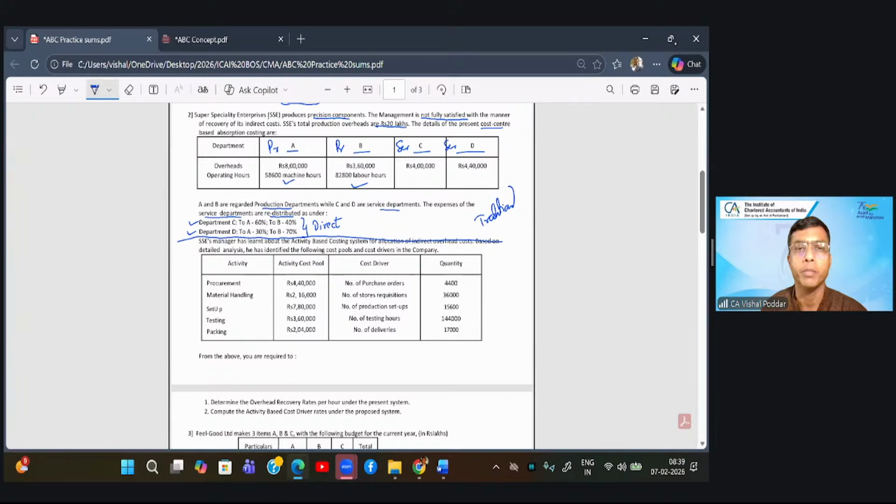Now then they say the SSE manager has learned about ABC for the allocation of indirect costs, and based on the detailed analysis, they have identified this. Now this is the ABC. What you are required to do, you are only required to find out ORR. That's it. Now for ABC, the ORR is simple. You have to simply divide this, you get the ORR. That is the activity cost driver rate. For traditional, you have to do first secondary distribution, find out the total of A and B and divide it by the base and find out ORR. Perfect, students. So this should require you 5 minutes.